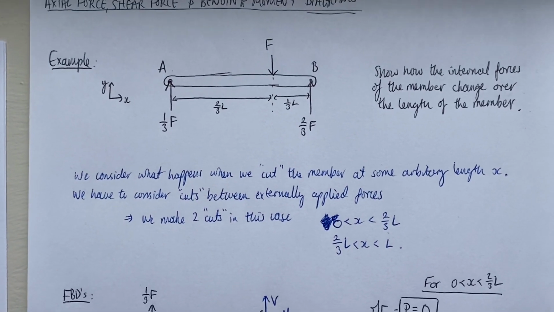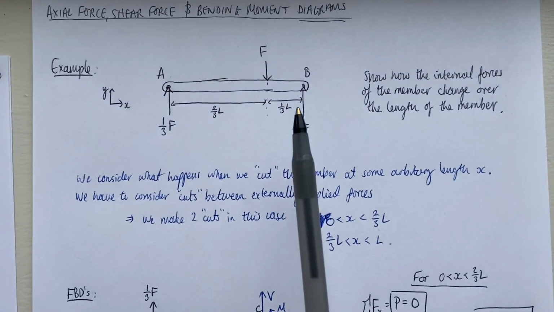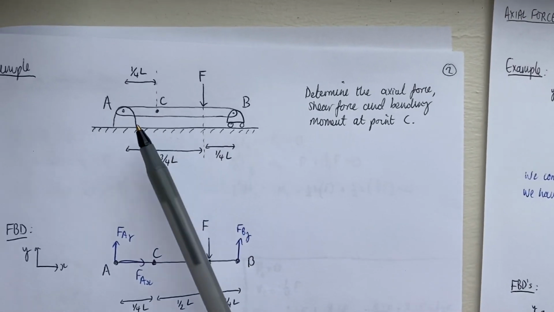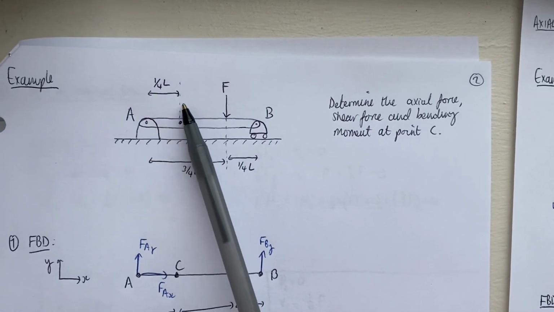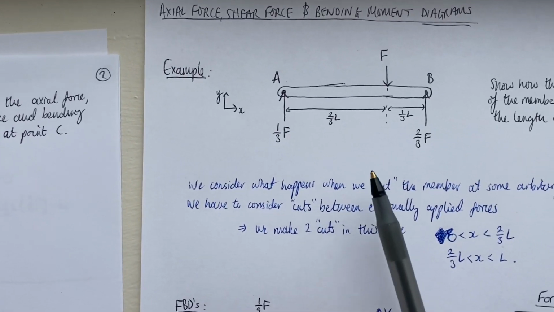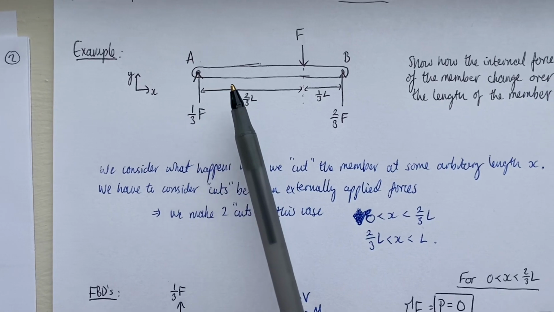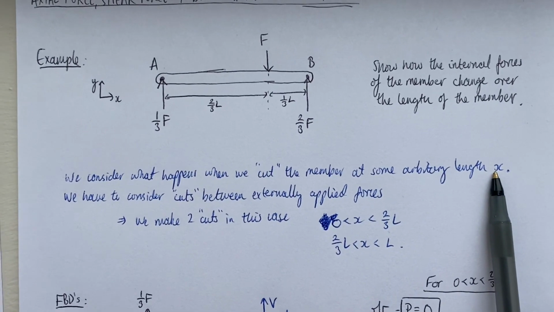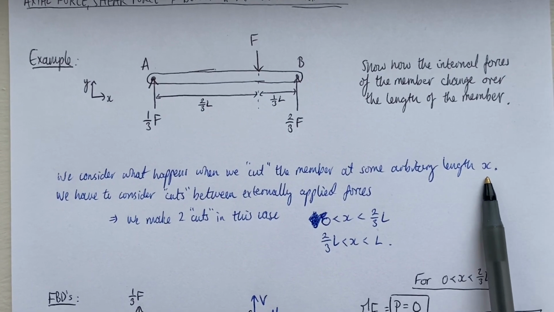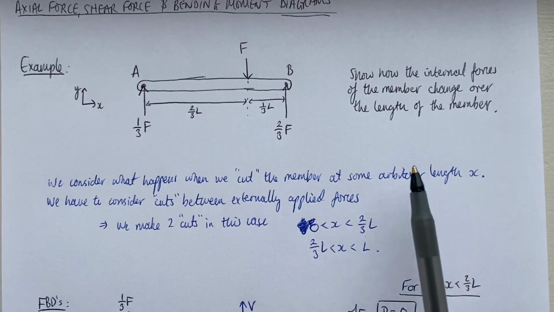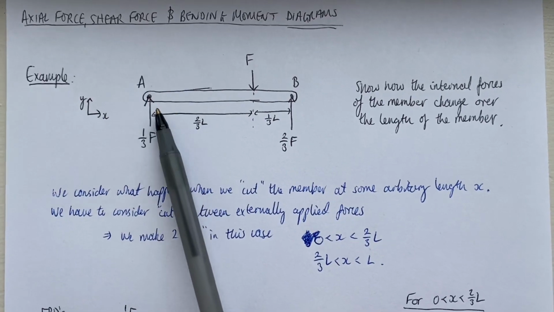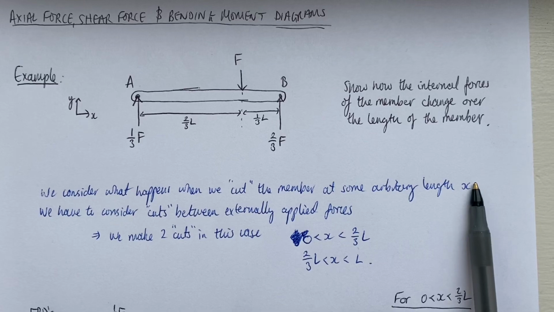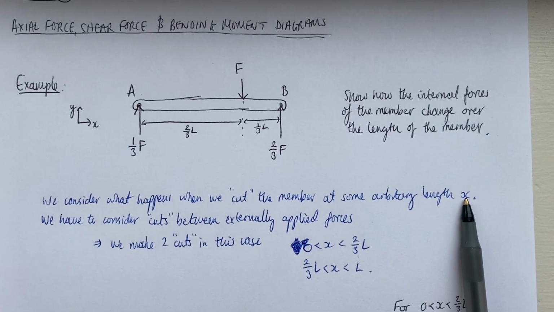So, instead of cutting the member at a specific point, C, like we did before, where we had an actual dimension associated with that, we're going to cut the member at an arbitrary length X, right? So that when we draw our diagram, we can change the value of X to show how the internal forces change along the length, right? So we don't give this a specific length right now, we just call it arbitrary length X.